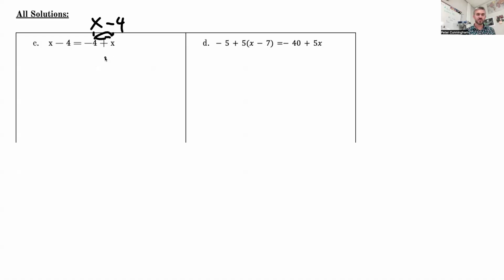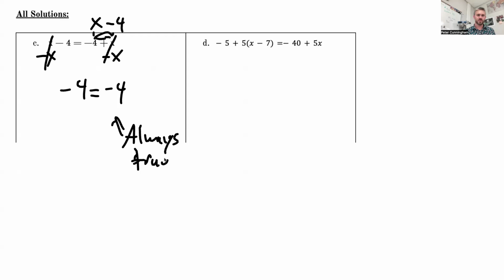Let's do the same strategy we did before. Get rid of variables, right? So now I don't have any variables. I have -4 equals -4. That's always true. Are these always the same thing? Yeah, that's always true. Okay, so we have all solutions, or infinite solutions.